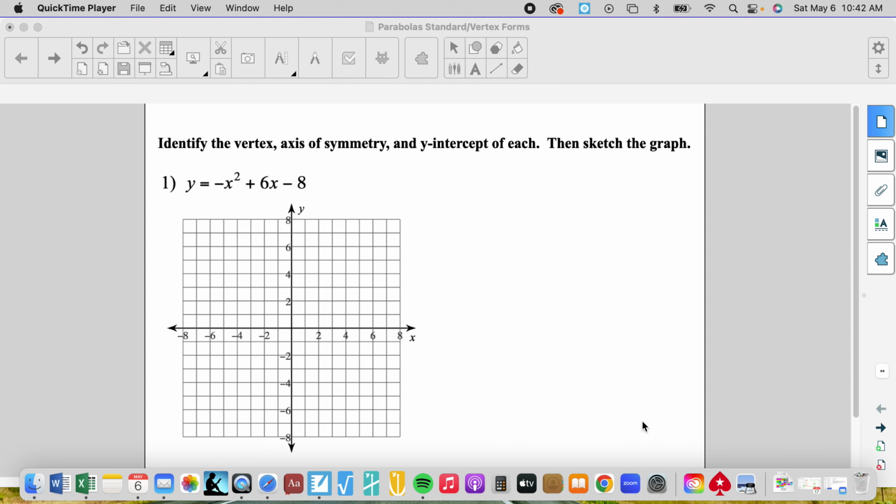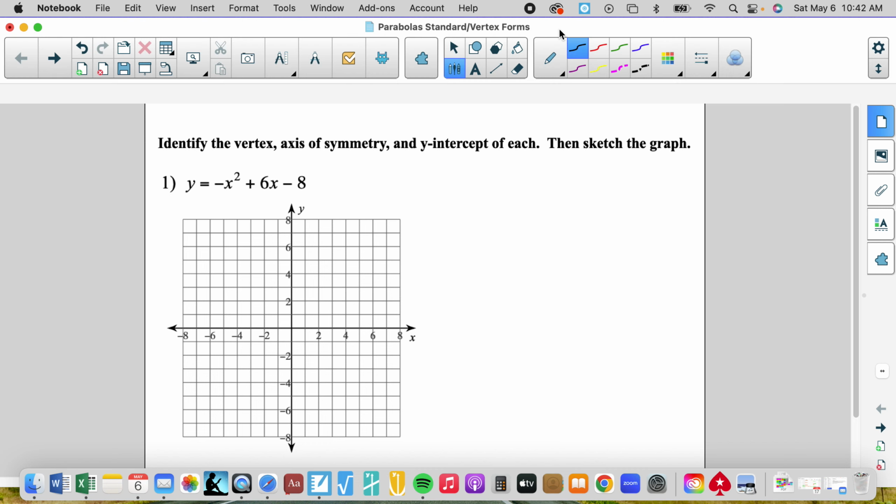It's a wonderful Saturday morning here in the month of May. And today we're going to go over parabolas. And we're going to focus on when our quadratic formulas or equations are presented to us in standard form and vertex form. So the first two will be standard form, second two will be vertex form.